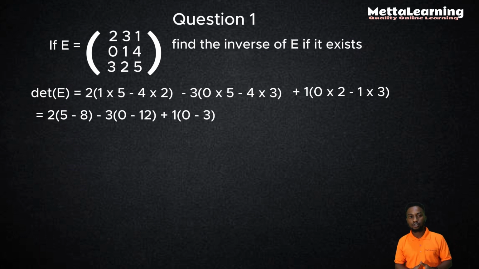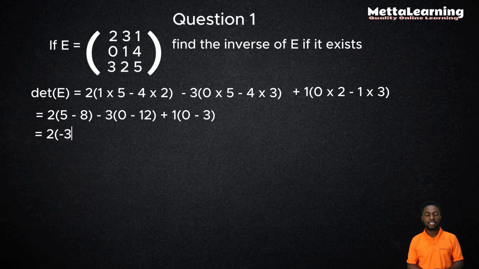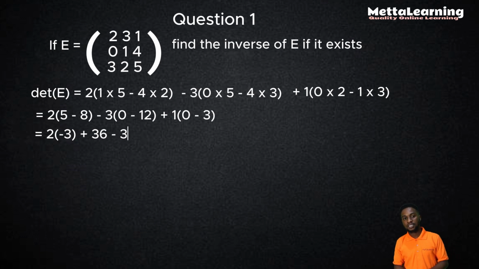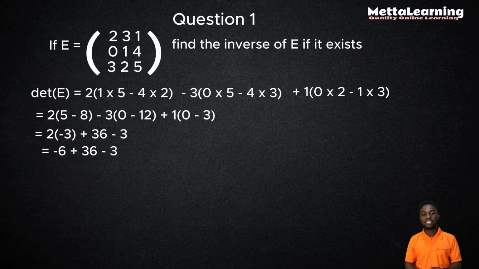When we simplify these values, it can be expressed as 2 into bracket minus 3, plus 36 minus 3. Then when we open the bracket, it will be minus 6 plus 36 minus 3. So minus 6 plus 36 minus 3 will give us 27 as the determinant of E. Since the determinant is non-zero, the inverse exists.